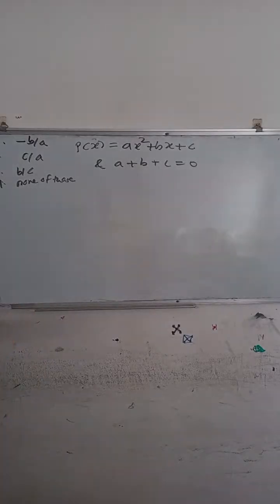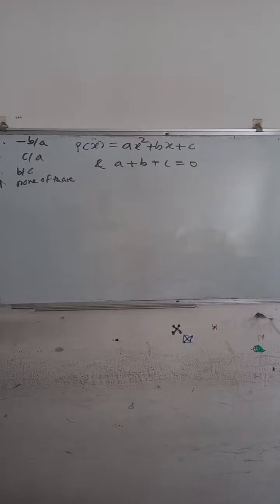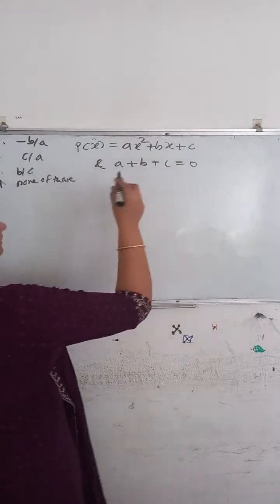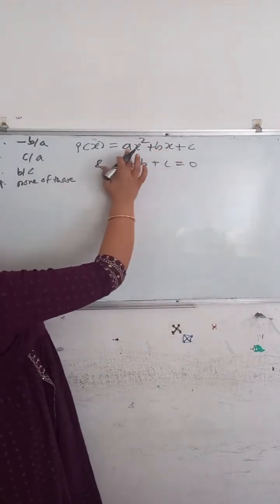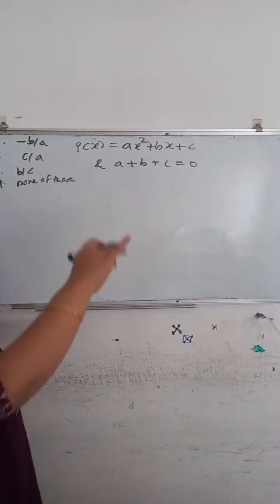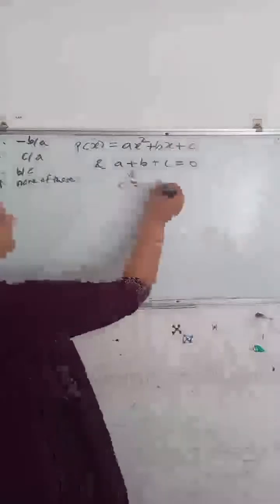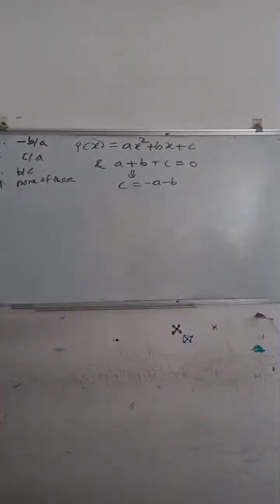Okay, so here the polynomial is given, ax square plus bx plus c. And here it is given that a plus b plus c is equal to 0. So how can you solve this? What you have to do, check here. b is the coefficient of x and a is the coefficient of x square. So can I modify this equation as c is equal to minus a minus b? Can I write it like this? Okay, so once you did this, then what you have to do?